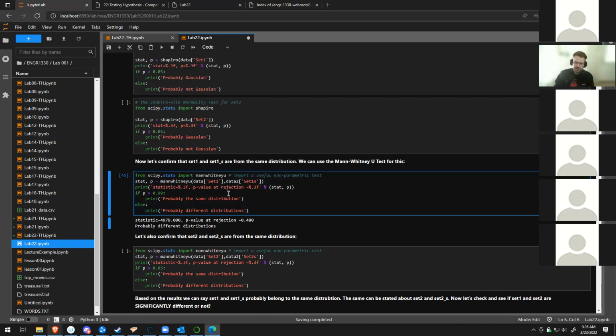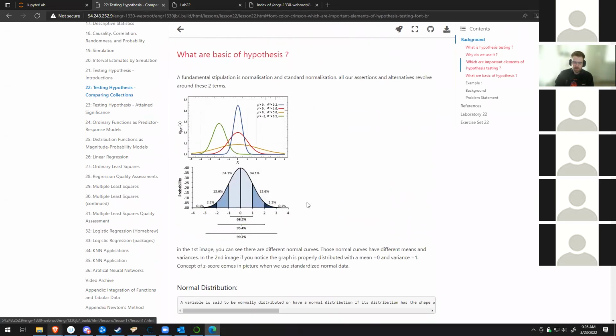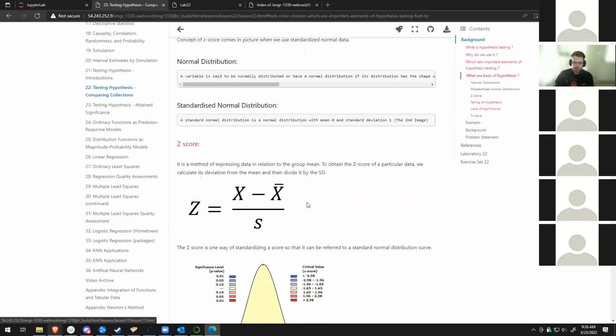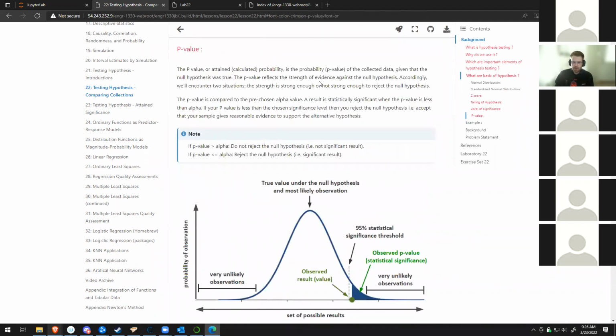So the p-value is just, I think it's explained here, that, oh, here it is. It's the probability of the collected data given that the null hypothesis was true. Okay, so rather than me just saying what the null hypothesis is, let me ask you guys, what's the null hypothesis?